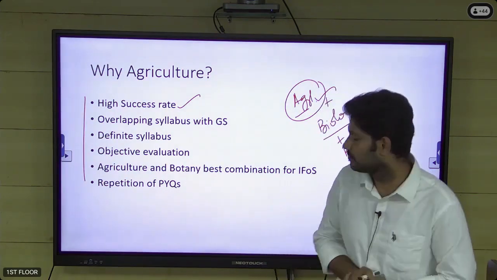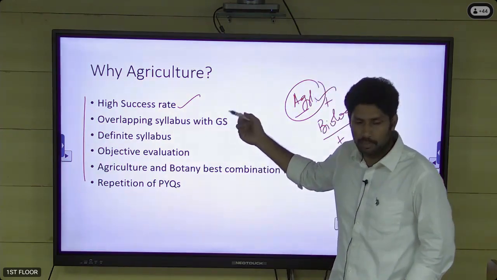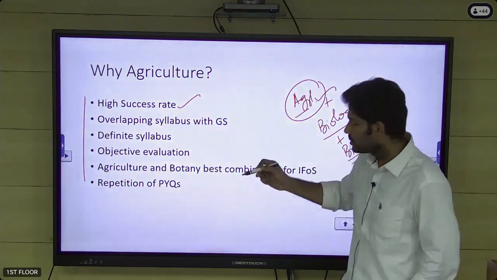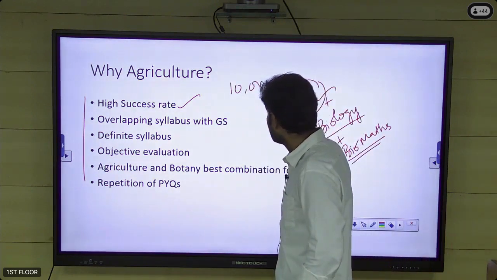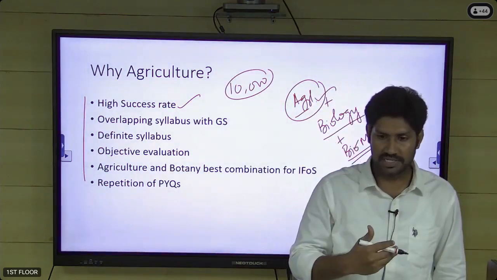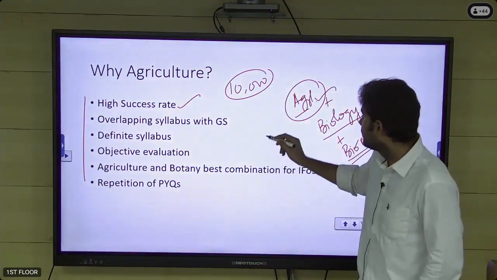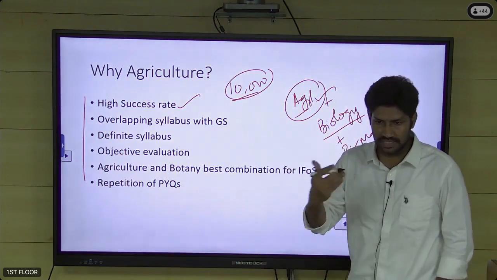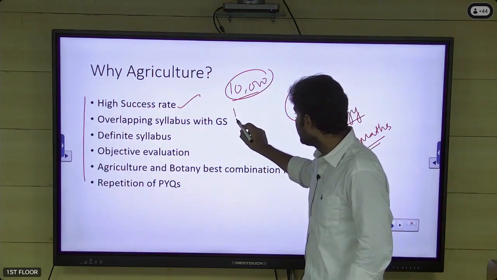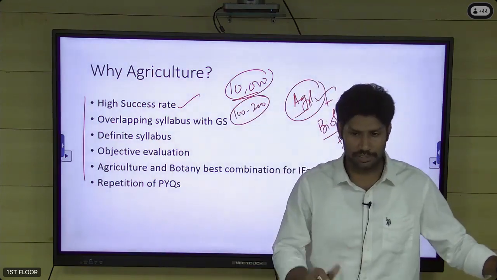You have to see the proportion. From other optionals, like sociology, geography, public administration, or political science, the number of candidates appearing for the mains examination is very high. Every year the UPSC selects approximately 10,000 students for the mains examination. You know the process, right? Prelims, mains, and the interview. From prelims to mains, they choose approximately 10,000 students. Out of these 10,000 candidates, only around 100 to 200 students appear with the agriculture optional.